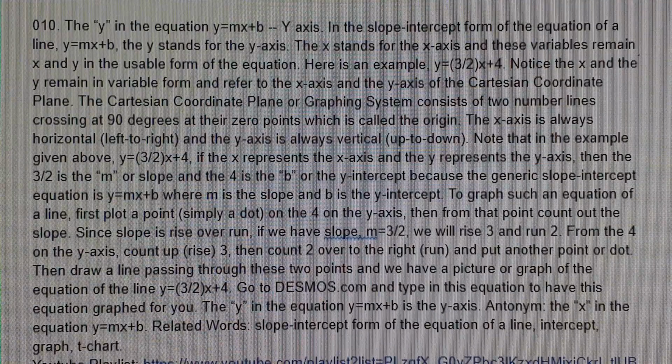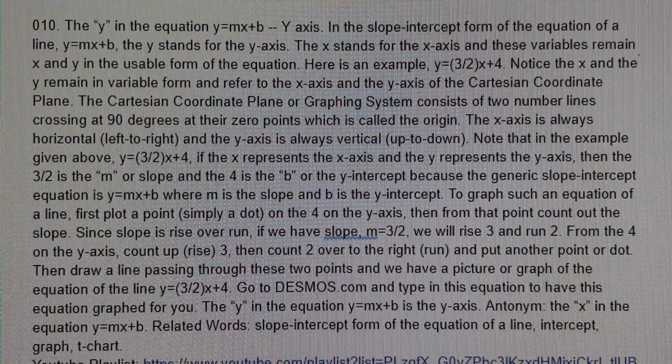Since slope is rise over run, if we have a slope m = 3/2, we will rise 3 and run 2. From the 4 on the y-axis, count up (rise) 3. Then count 2 over to the right (run) and put another point or dot. Then draw a line passing through these 2 points, and we have a picture or graph of the equation of the line y = 3/2 x + 4.